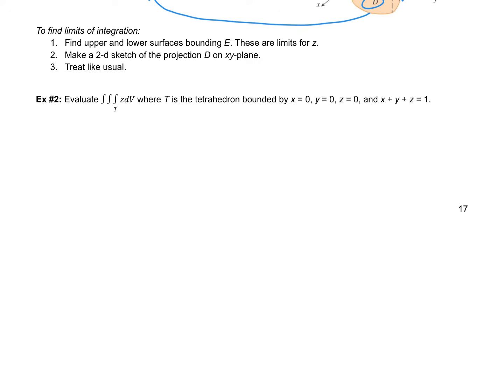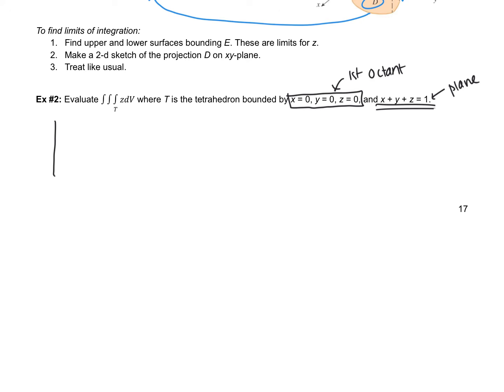We're evaluating this triple integral where T is the tetrahedron bounded by x equals 0, y equals 0, z equals 0, and x plus y plus z equals 1. Okay, so first thing, you're going to have to be able to sketch this. Those quadric figures that we looked at the very beginning of Calc 3 are going to be so important. So you might have to go back and review them, but you're going to have to remember exactly what all of these look like. Now, x equals 0, y equals 0, z equals 0, those are all planes. That's telling us we're looking in the first octant only. And then x plus y plus z equals 1 is also a plane.